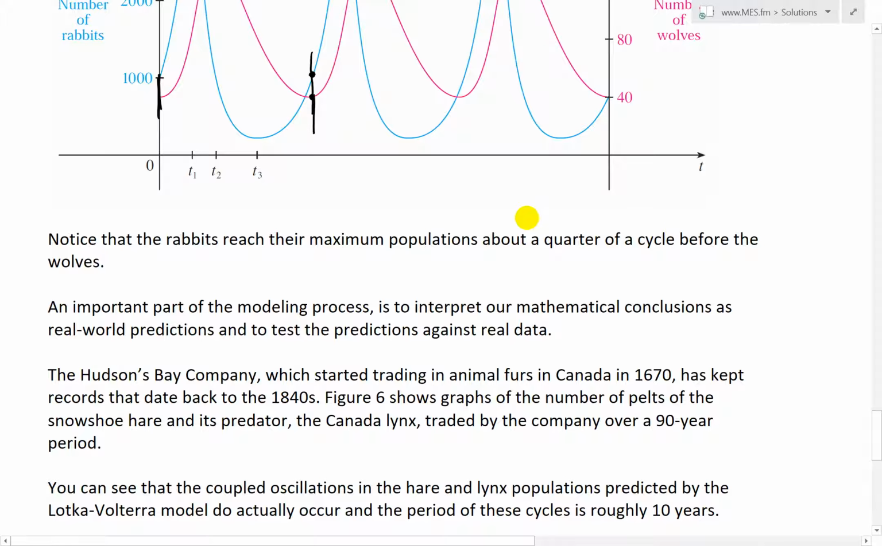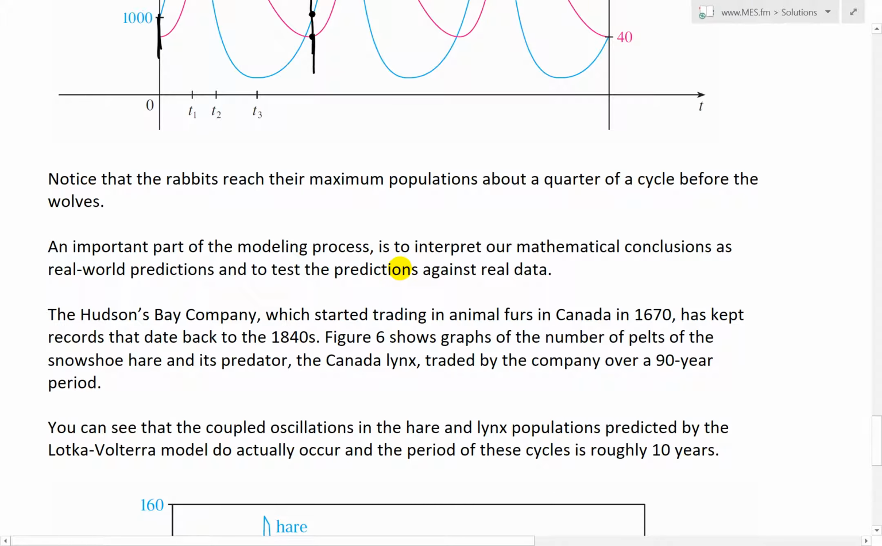As I stated earlier, notice that the rabbits reach their maximum population about a quarter of a cycle before the wolves. An important part of the modeling process is to interpret our mathematical conclusions as real-world predictions and to test the predictions against real data. So I also have some real data here.